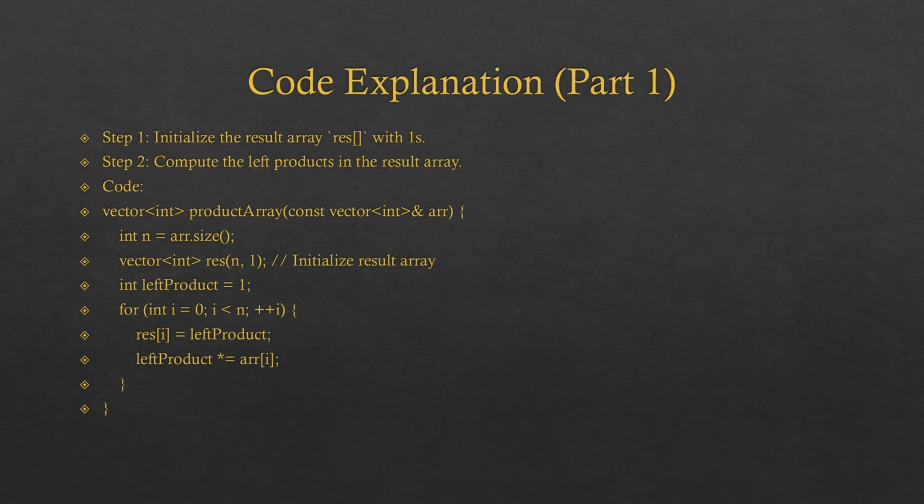Let's now look at the code. In the first step, we initialize the result array res with ones. Then we iterate through the array from left to right and update the res array to hold the product of all elements to the left of each index. We use a variable called left product to track the running product as we move through the array.